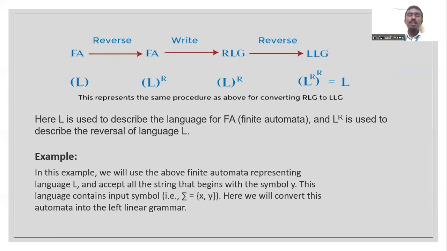Example: in this example, we will use the above finite automata representing language L and accepting all the strings that begin with symbol y. This language contains input symbols, that is sigma is equal to {x, y}. Here we will convert this automata into a left linear grammar.